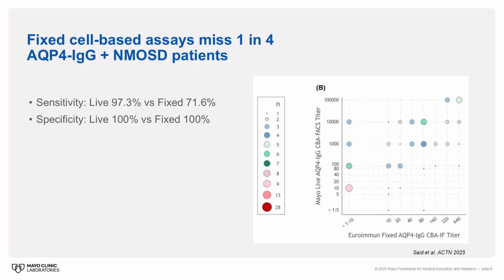And interestingly, this was a study led by Johns Hopkins that we were able to participate in and assist with. And what this study found was that the fixed cell-based assay misses 1 in 4 aquaporin 4 antibodies. So you're missing 1 in 4 cases with the aquaporin 4 antibody. And that's a big problem if you're missing 25% of patients with NMO. And some of these patients had very high titer, but they were still negative with the fixed cell-based assay.